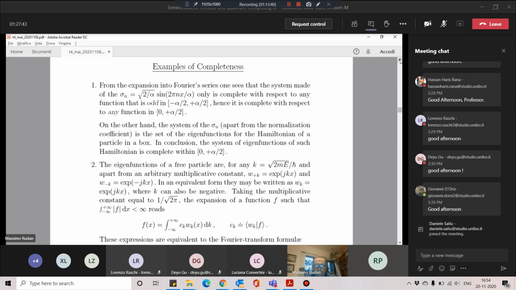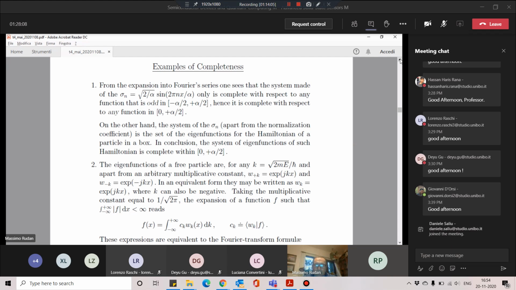So can we make a correspondence between the concepts of completeness and orthonormality that we have found for the Fourier series with some results that are known to us already of quantum mechanics? Well, yes.